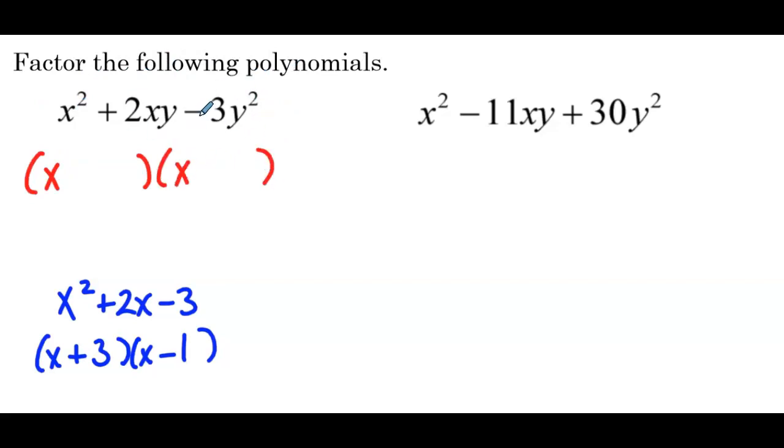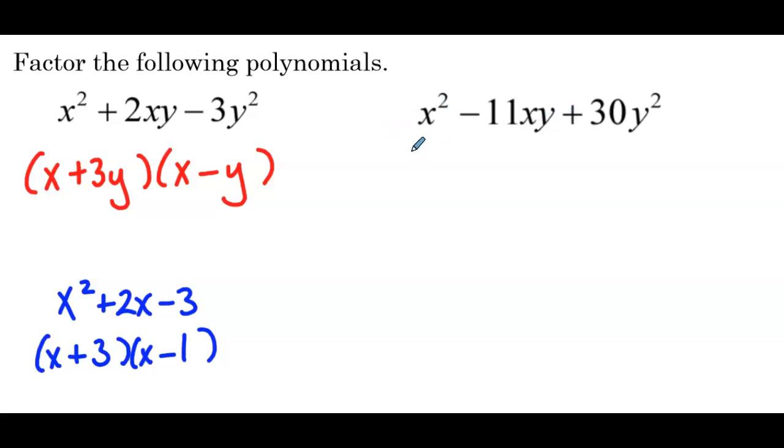How does the y change it? Well, when we multiply 3 times negative 1, we need negative 3y squared, not just negative 3. So what we're going to do is make this plus 3y and minus y, and if we distribute, we get 3xy minus xy, which is 2xy, and then 3y times negative y is negative 3y squared. So essentially, we can factor this as if the y wasn't there, and then we put the y into the second term, so that our distribution would give us the polynomial we were given.